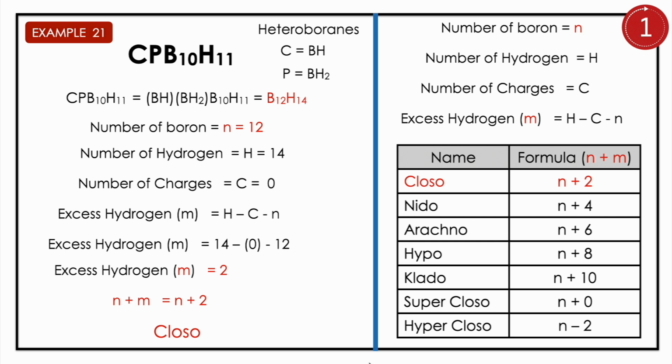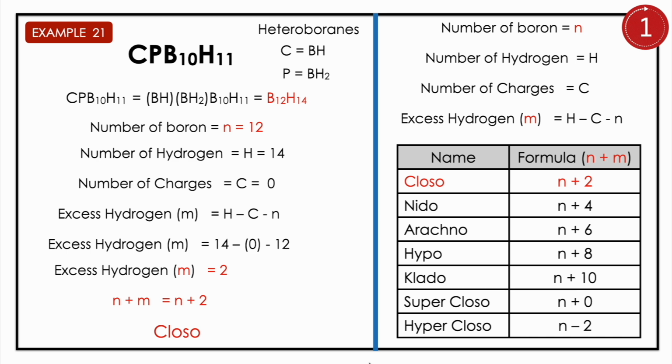So we should write boron equivalent. Carbon boron equivalent will be BH. Phosphorus will be BH2. Phosphorus is in nitrogen group. It is 5, so 3 plus 2 system. That's why BH2. So if you substitute the boron equivalent, it will be BH, BH2, B10, H11. If you write combined way, it is B12, H14 system. So it becomes simple borane.